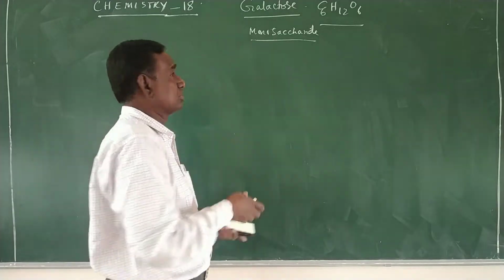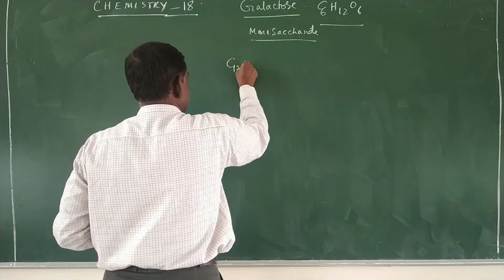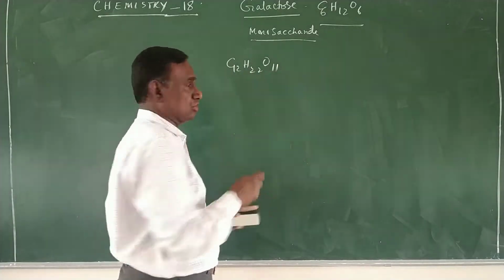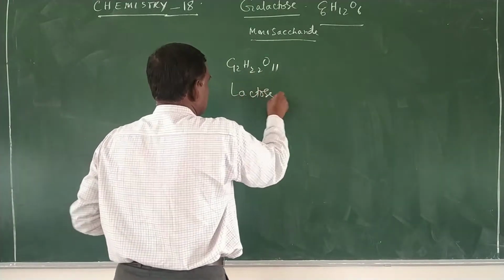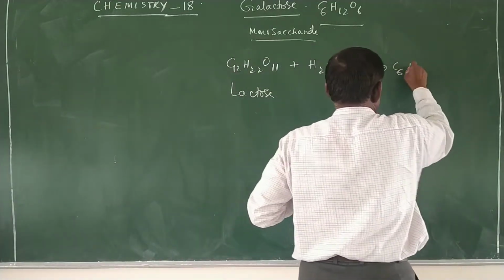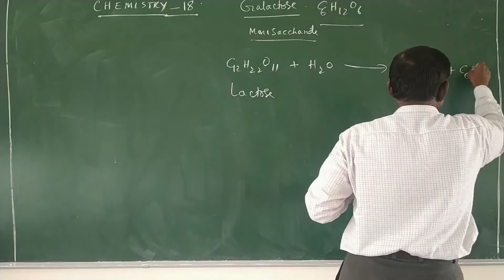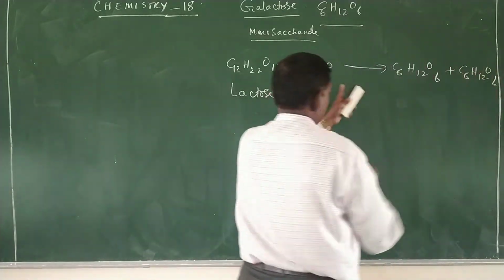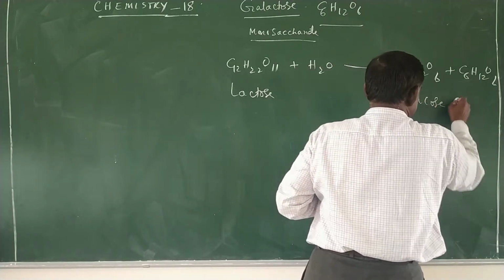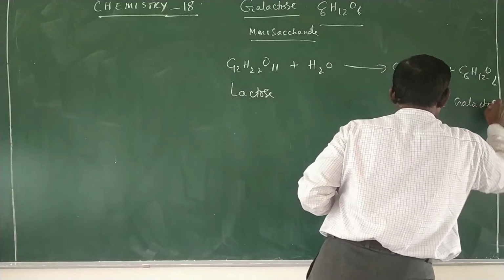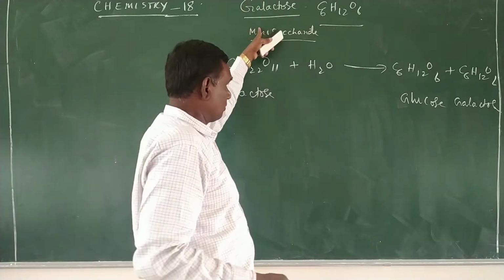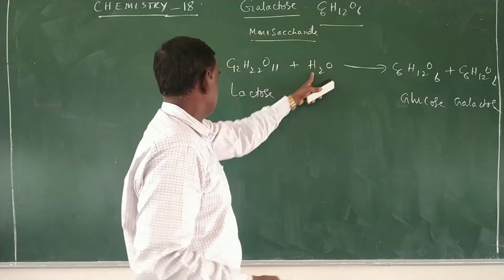Hydrolysis of what? Lactose. Lactose means C12H22O11. Glucose, sucrose, maltose, lactose. So when lactose is subjected to hydrolysis, that is H2O, you will be getting C6H12O6 plus C6H12O6. So this lactose is nothing but one is glucose, second one is galactose. Therefore, galactose is a reducing monosaccharide, which is formed during the hydrolysis of lactose.